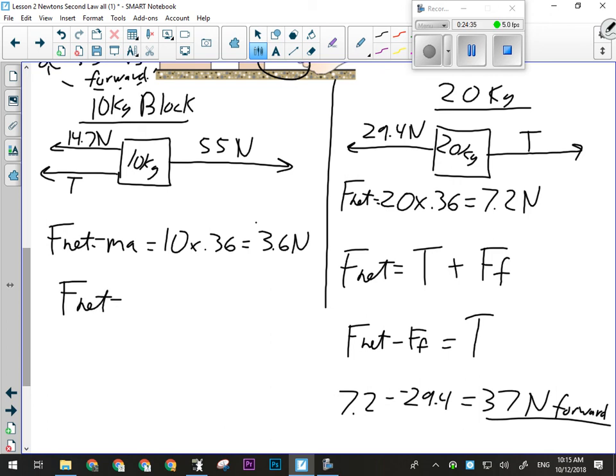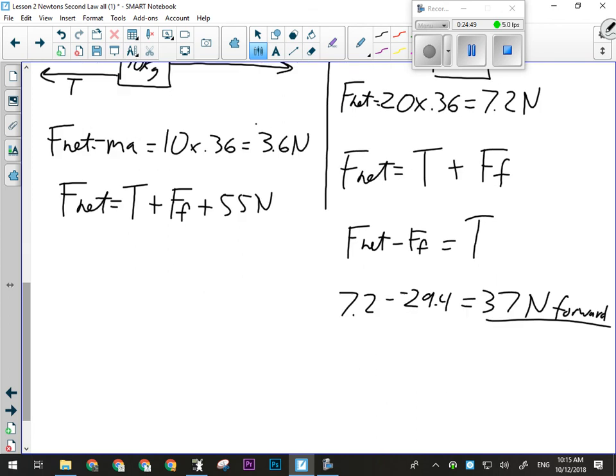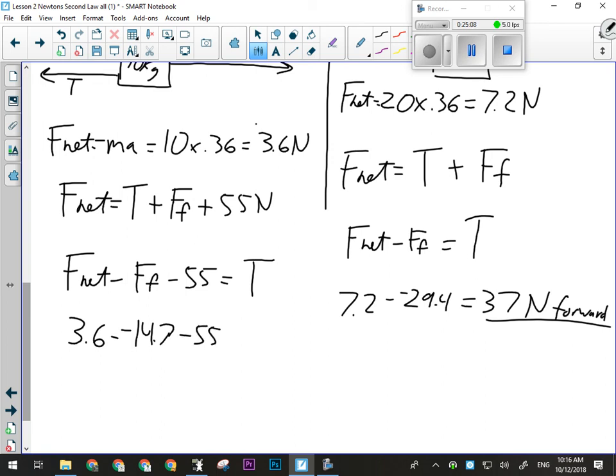Okay, F net is going to be the tension plus the force of friction plus 55 newtons, that forward force, on the first block. So I'm looking for the tension, so I'm going to subtract these 2 numbers back over here. All right, so I'll have F net minus the force of friction minus 55 newtons equals T. So that's going to be 3.6 minus negative 14.7, because it's backwards, minus positive 55.